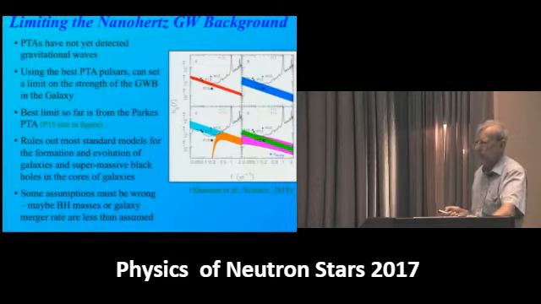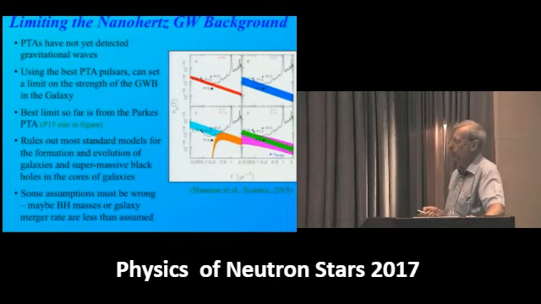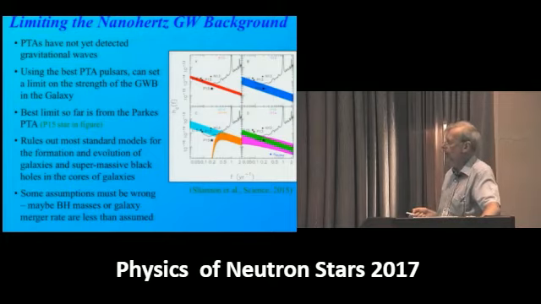And that's disappointing in a way, but it's also quite interesting, because we're now ruling out most of the standard models for the formation and evolution of galaxies and the supermassive black holes in their cores. So some of the assumptions that went into the predictions for these models, for the amplitude of the gravitational wave background, must be wrong. And it could be the black hole mass function, or it could be the merger rate, or it could be other things.